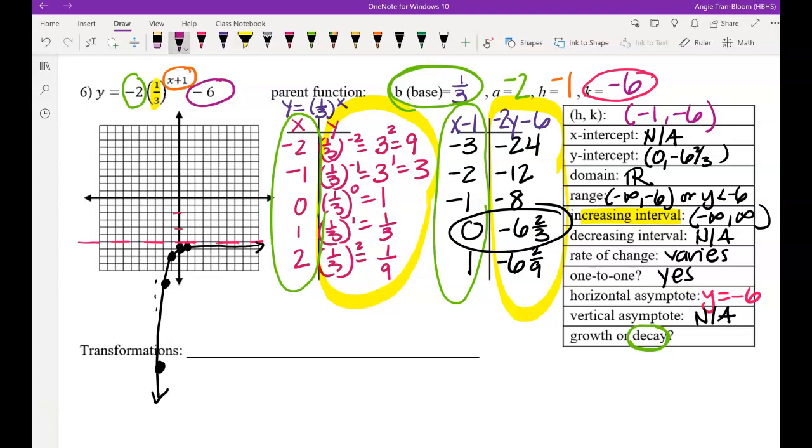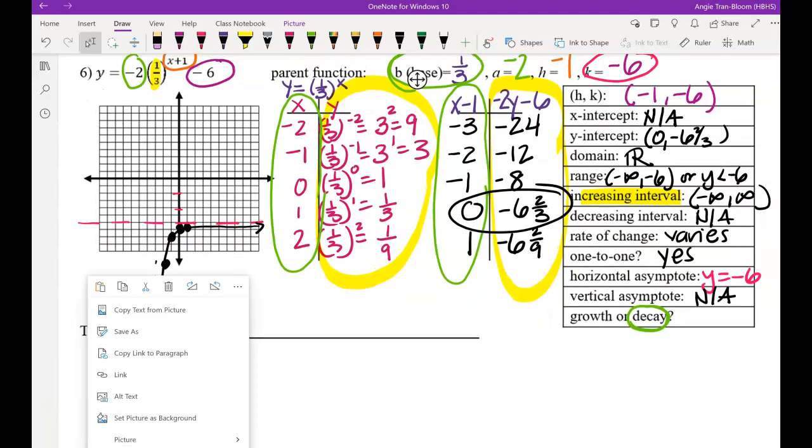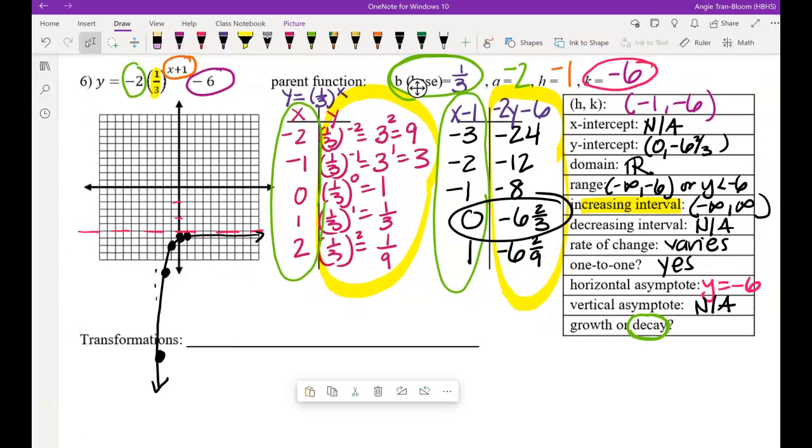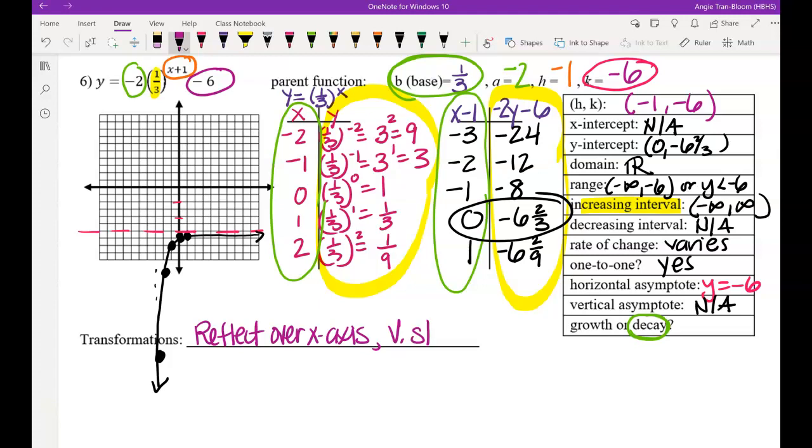So let's write the transformations. We will have 4 transformations here. Your a being -2, that is going to have a reflection over the x-axis. So reflect over x-axis. Your absolute value of a, your a is -2, absolute value of -2 is +2, that's bigger than 1, so that is going to be a vertical stretch by a factor of 2. Then we have an h value, guys, of -1, so that's going to go left 1 unit.